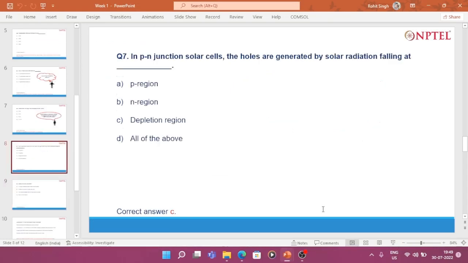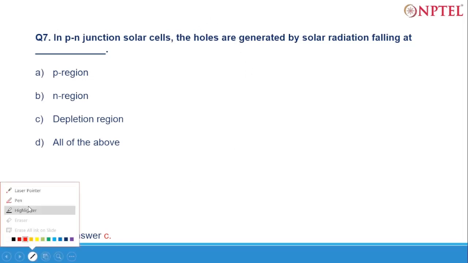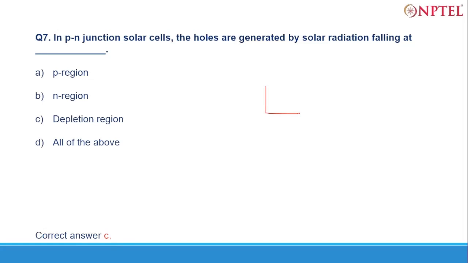Now the next question. The next question is, in a PN junction solar cell, the holes are generated by solar radiation falling at: option A, P region; option B, N region; C, depletion region; and D, all of the above. Basically, what happens in a PN junction solar cell? Let me draw it for you. This is P-type semiconductor, this is N-type semiconductor, and this is the region which is called depletion region.